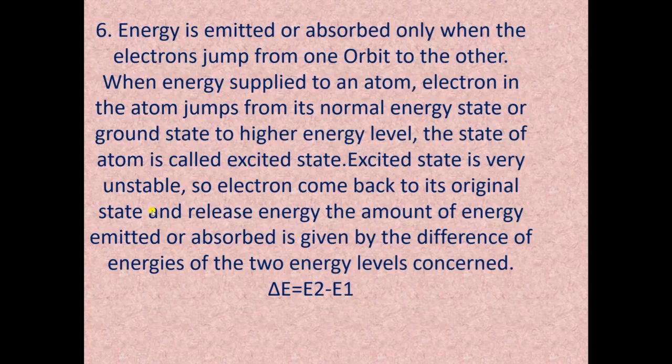So here, energy is emitted or absorbed only when the electron jumps from one orbit to the other. When energy is supplied to an atom, an electron in the atom jumps from its normal energy state or ground state to a higher energy level, and the state of the atom is called the excited state. The excited state is very unstable, so the electron comes back to its original state and releases energy. The amount of energy emitted or absorbed is given by the difference of energies of the two energy levels concerned. That is, delta E is equal to E2 minus E1.